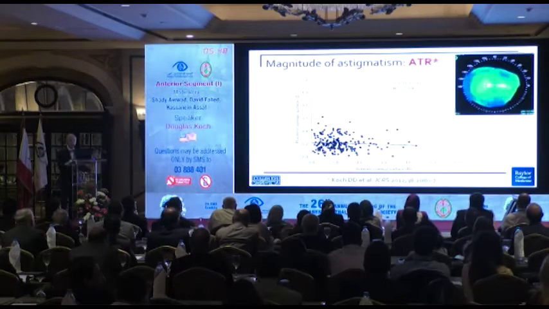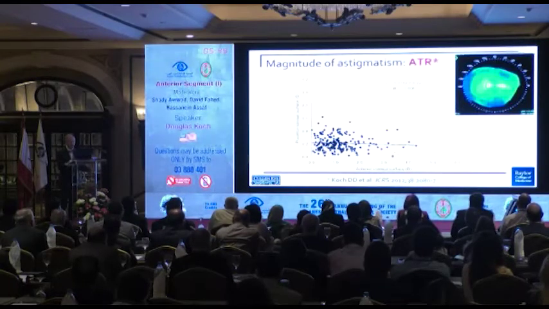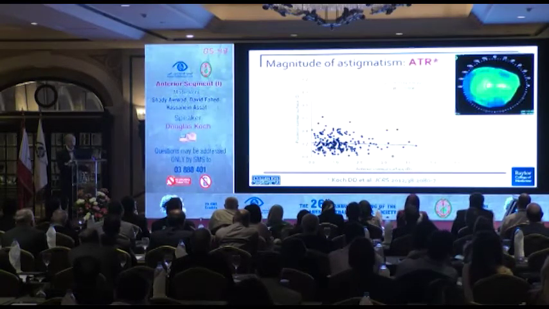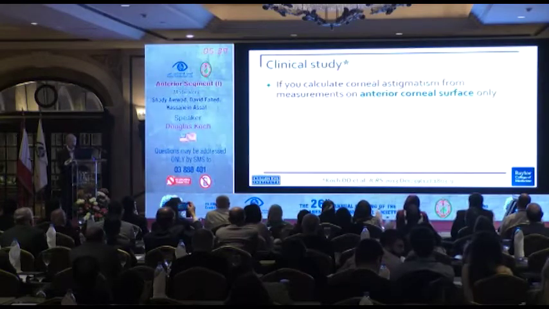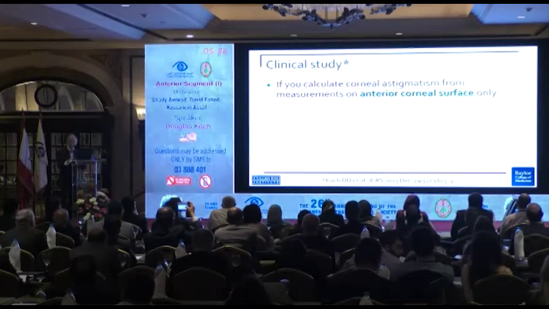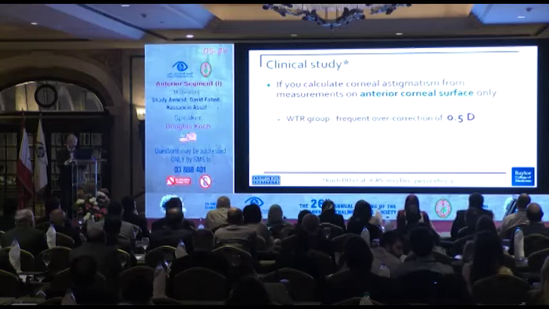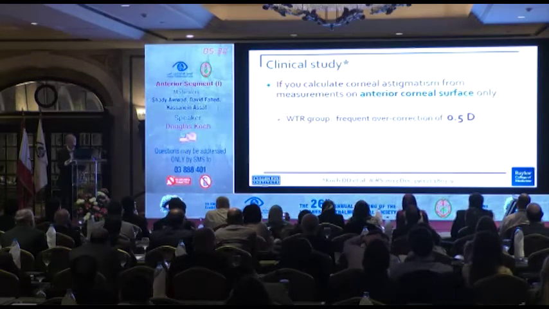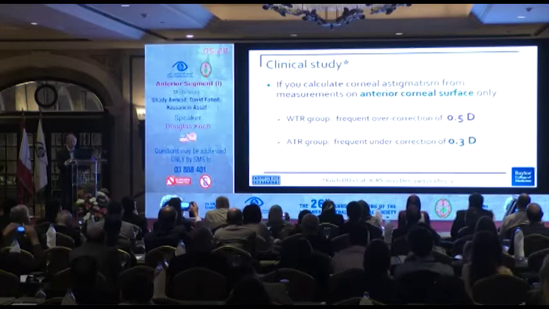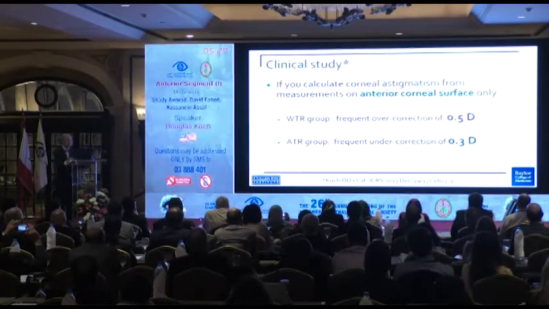Against the rule astigmatism is different. If this is what the cornea looks like on the front, the more anterior corneal astigmatism there is, there really isn't much change in the posterior corneal astigmatism, but it can be as high as a half diopter. So if you calculate your toric lenses based on the anterior corneal surface only, you're going to overcorrect with the rule astigmatism, and you're going to undercorrect against the rule astigmatism because of the posterior cornea.